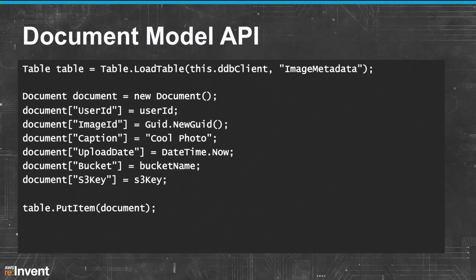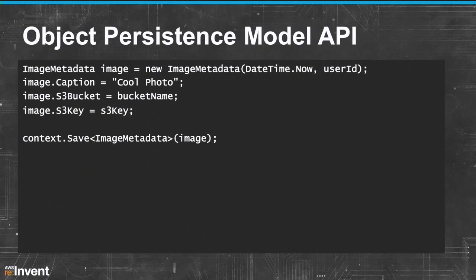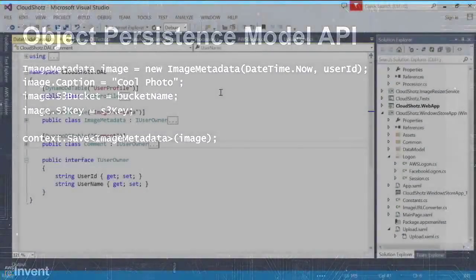And then the third API we have is called the Object Persistence Model API. And this is the API we use in our application. What it does is it takes .NET annotated classes that the SDK uses to understand how to save instances of these classes inside DynamoDB. Let's go back to Visual Studio and see some of the annotated classes we used for our application.